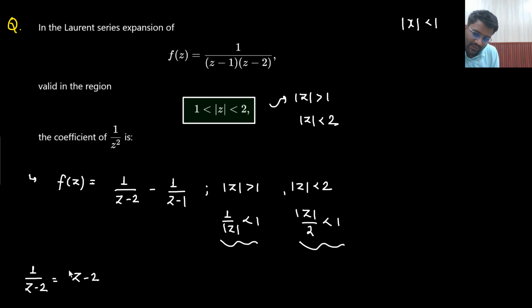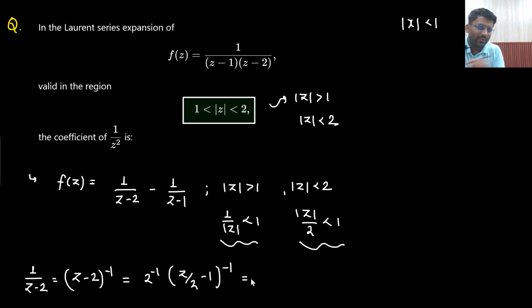So that could be written as (z minus 2) to the power minus 1. Right? Now what I can do is take 2 to the power minus 1 outside: 2 times (z by 2 minus 1) to the power minus 1. I have taken 2 outside, so 2 to the power minus 1 will go outside, and then (z by 2 minus 1).